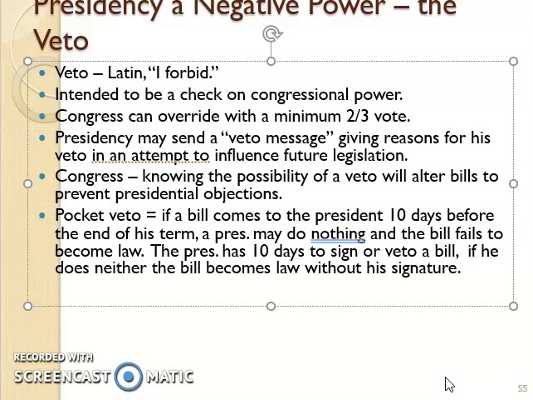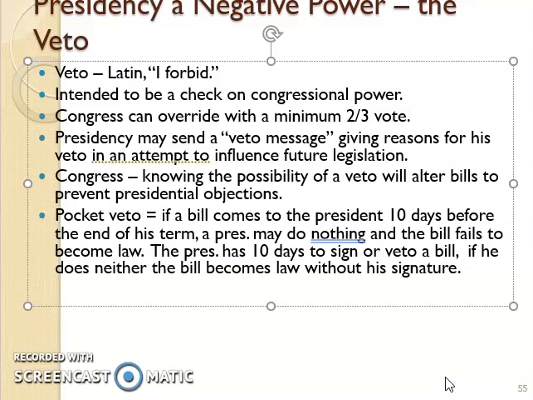The pocket veto is an interesting dynamic that can only happen once every 2 years. What the Constitution says is, once Congress gives a bill to the president, he has 10 days to decide whether to sign it, to veto it, or to do nothing. If the president does nothing, after 10 days it becomes law without his signature.